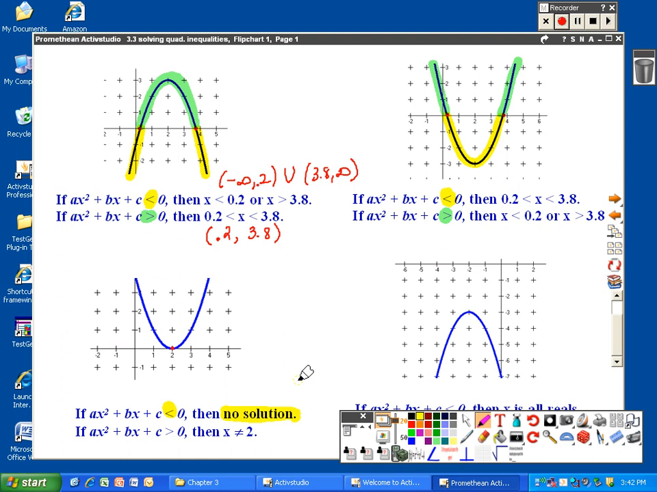But what if instead the question asked, where does the graph go greater than 0? Here is y equals 0. It goes greater than 0 all places. But since there's no equal bar, I would say all reals except at 2, because that is exactly where it equals 0.